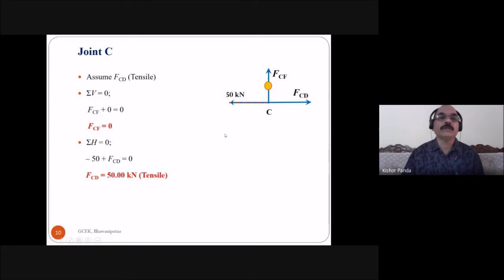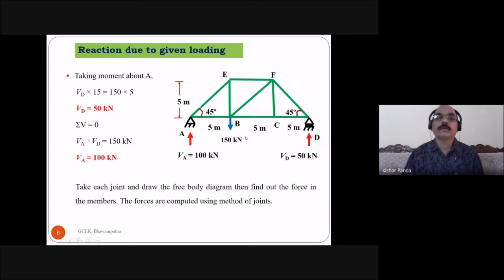Coming to joint D, take this joint D. You know this force and you have to find out this one, because this is the unknown. From joint C you got the value of this force, but at joint D you can find out FDF. Here there is one reaction, 50 kilonewton, and you know the force in this member, but you have to find out this one, the force in the member DF.